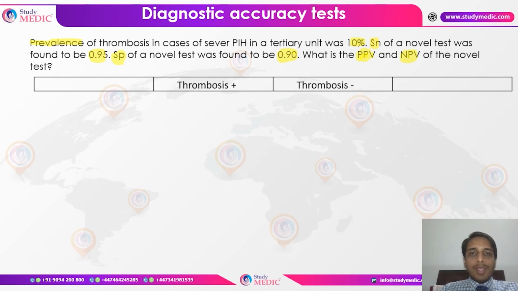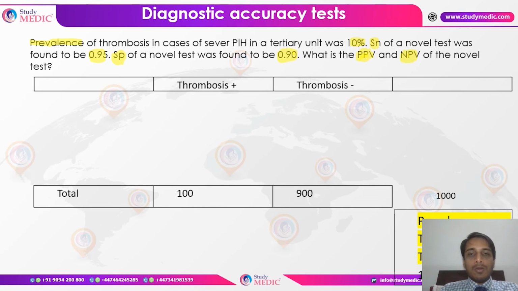Here we have to presume some number as n. For the ease of calculation, we will presume 1000 as the total number of population, because we don't have the data here. That is why. Now if 10% is the prevalence, 10 out of 100 will be having disease. So how many out of 1000 will be having disease? 100 out of 1000. You can presume any other numbers. For the ease of calculation, we have presumed that 10% means 100 will be having disease. That means 900 will not be having disease, right?